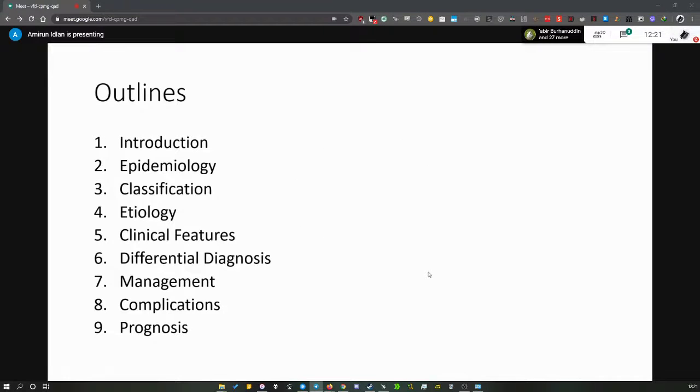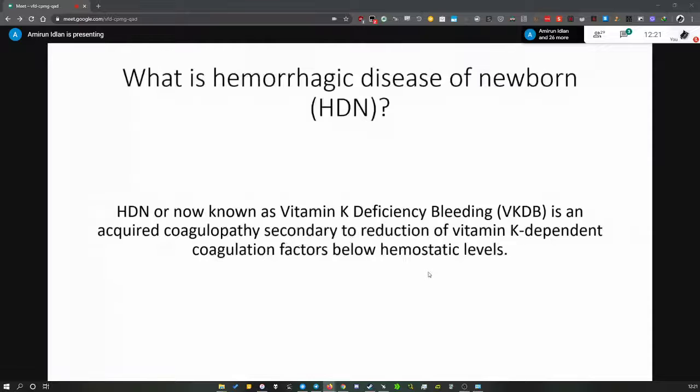So, hemorrhagenesis of newborn. This is a small outline: first introduction, epidemiology, classification, etiology, clinical features, differential diagnosis, management, complication, and also prognosis. So, what is meant by hemorrhagenesis of newborn? Now it is known as vitamin K deficiency bleeding, no longer hemorrhagenesis of newborn. Vitamin K deficiency bleeding is an acquired coagulopathy secondary to reduction of vitamin K dependent coagulation factors below the hemostatic level.